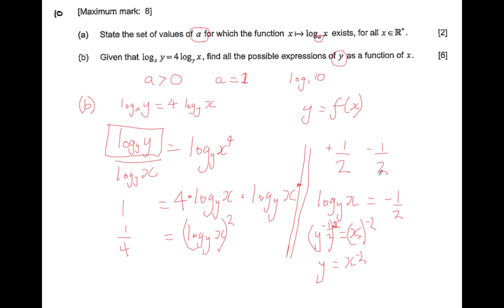And of course, if I had log to the base y of x equals +1/2, then I'd have y to the half equals x, and then I square both sides, that would be y equals x squared. So it looks like I've got two different expressions for y in terms of x.